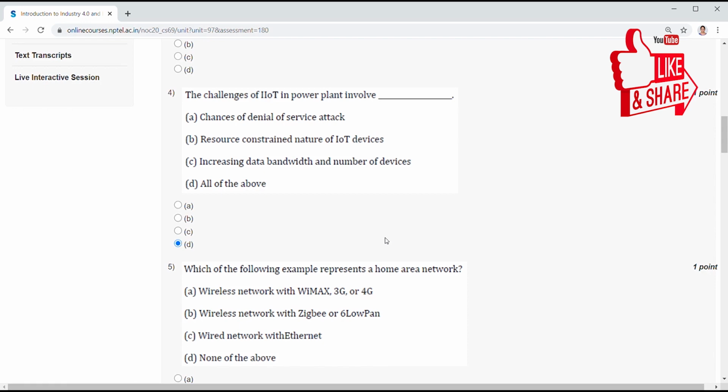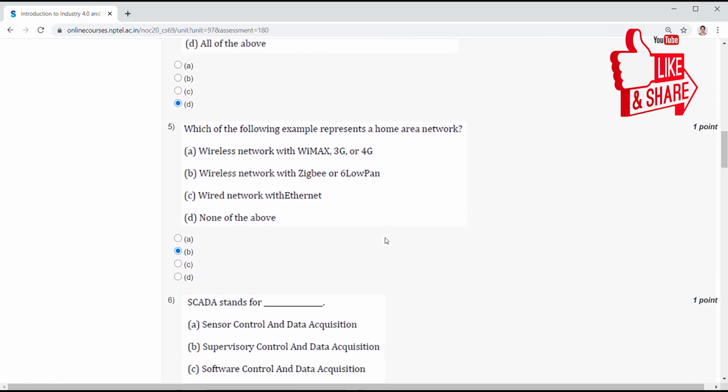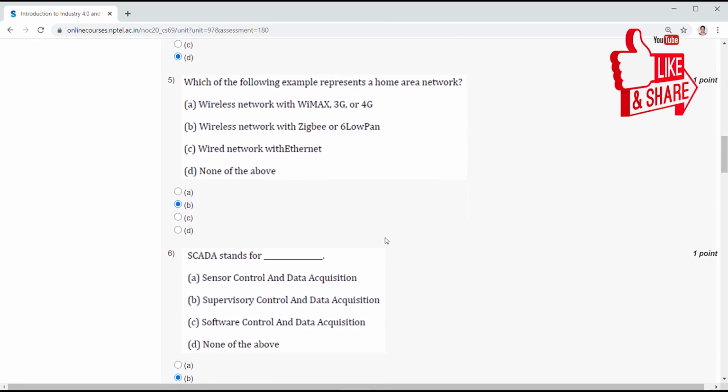All of the above. Coming to the fifth question, which of the following examples represents a home area network? A. Wireless network with WiMAX, 3G or 4G, B. Wireless network with Zigbee or 6LoWPAN, C. Wired network with Ethernet, D. None of the above. So the right answer is wireless network with Zigbee or 6LoWPAN.